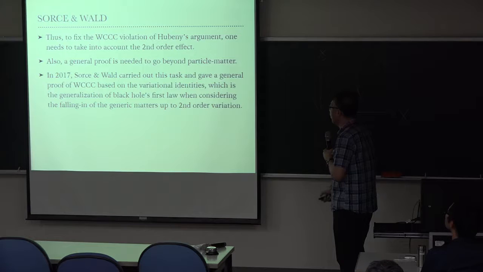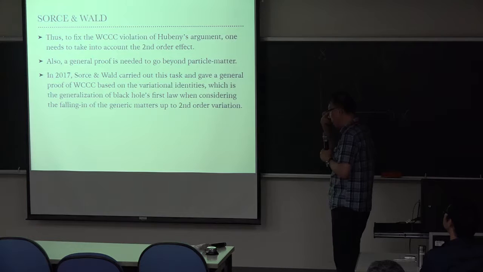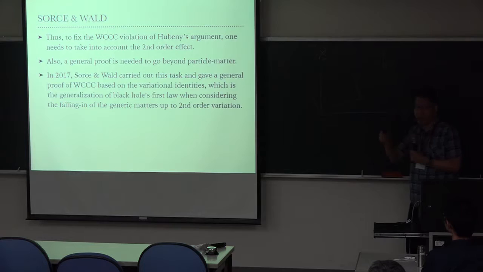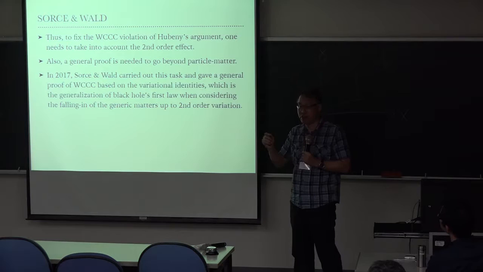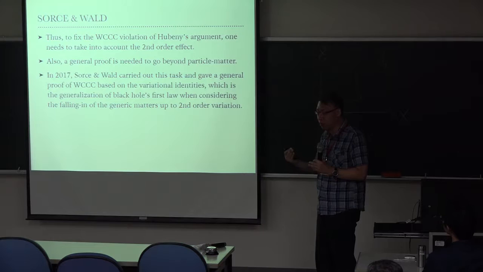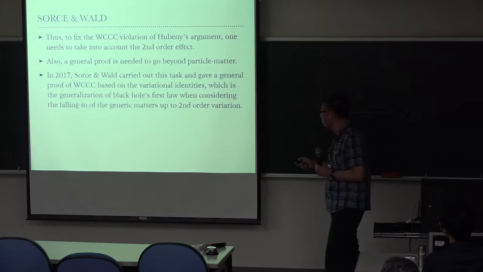And it's also important in this paper because most previous studies of this Gedanken experiment always just use particle matter. Because in the simplest matter you can consider, it's just a particle, so you have the trajectory as a worldline. But generically, we can have a scalar field, we have many fields, which may not be in the form of a particle. So can we have an argument which goes beyond particle matter?